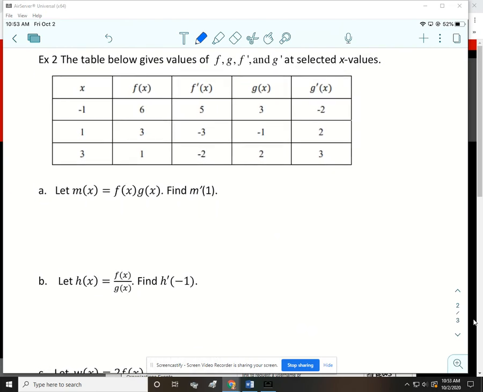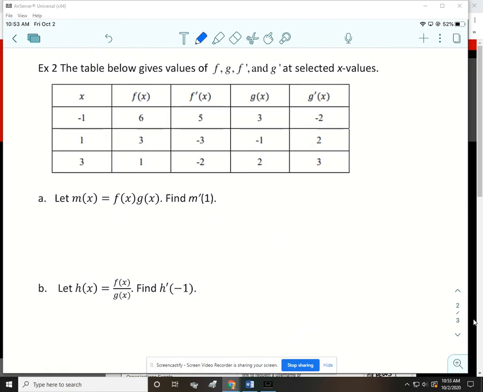Okay, so this is a pretty popular type of question on the AP exam, a lot of times on the free response parts, where they give you a table of values where you have a function, f and g, and then you have selected values of them and selected values of their derivatives. And we can use those to find different derivatives. So on A, m of x is equal to f of x times g of x, so the product of those. And so the question asks us to find m prime of 1.